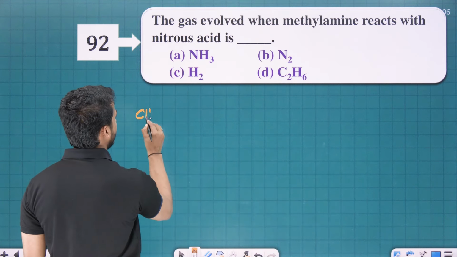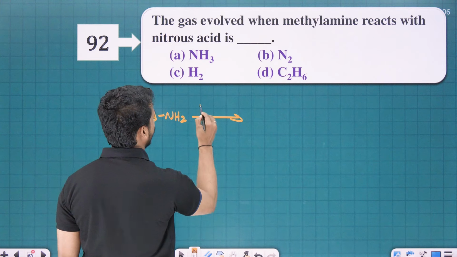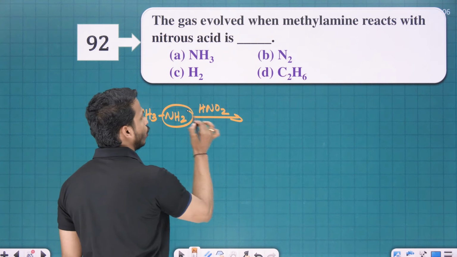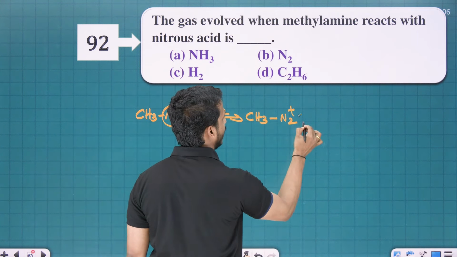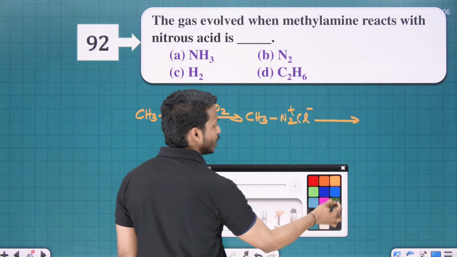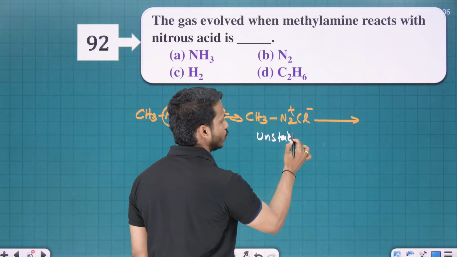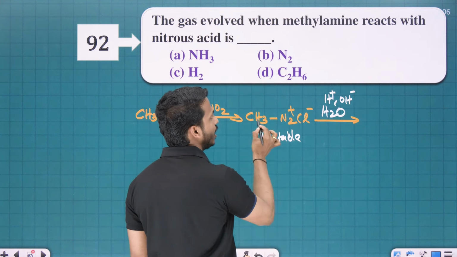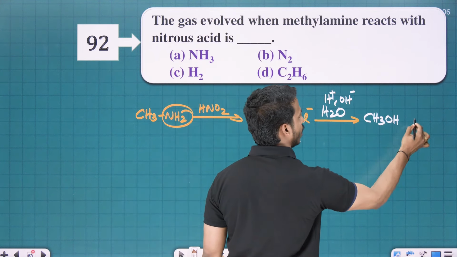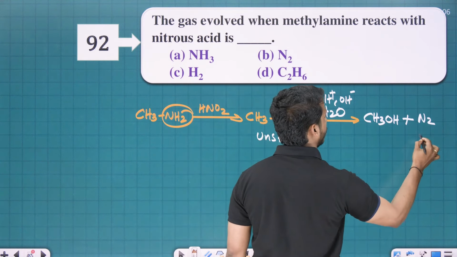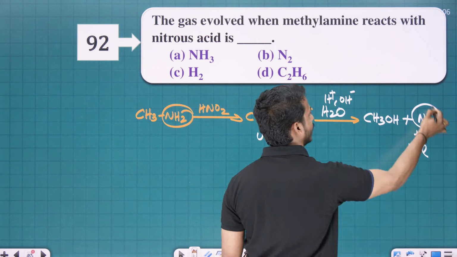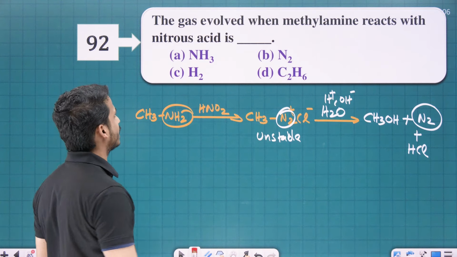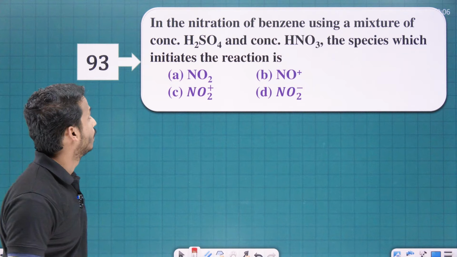What is methylamine? CH3NH2 with nitrous acid, HNO2. Many times we discussed: when a primary aliphatic amine reacts with HNO2, it becomes a salt. What is the salt? N2 plus Cl minus. We know alkyl diazonium salt is highly unstable, because there is no resonance. So it immediately reacts with water. You know, water contains H plus and OH. So CH3 combines with OH, you get CH3OH, it becomes alcohol. The nitrogen gas comes out along with HCl. So what is the gas here? Nitrogen gas. So the gas evolved when methylamine reacts with nitrous acid is nitrogen gas, dear all. Next one.